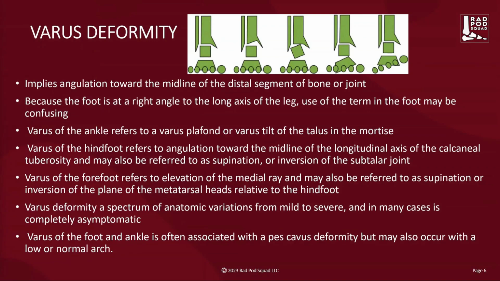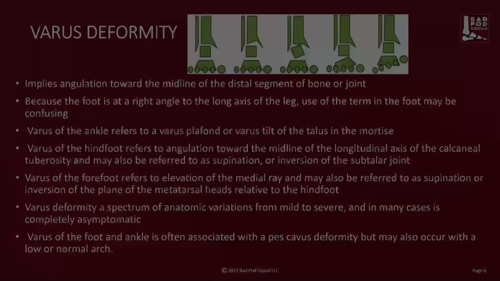Varus of the forefoot, again, refers to that elevation of the medial ray like we just saw on the prior slide. It could also be referred to by other synonyms, such as supination or inversion of the plane of the metatarsal heads. So the varus deformity has a spectrum of anatomic variations from mild to severe, and in many cases, it's not even coming to clinical attention. Varus of the foot and ankle is, though, associated with pes cavus, and that may come to clinical attention more often. But it actually can occur even with a low or a normal arch, as long as the relationships maintain this implied angulation towards the midline.